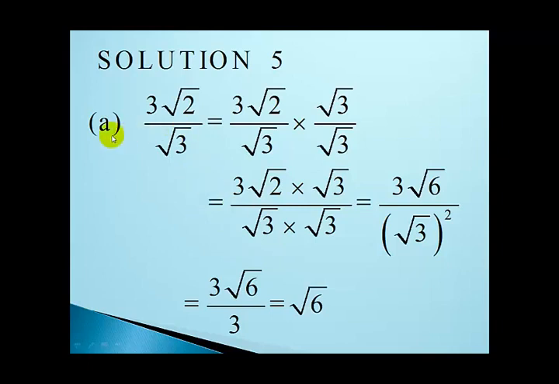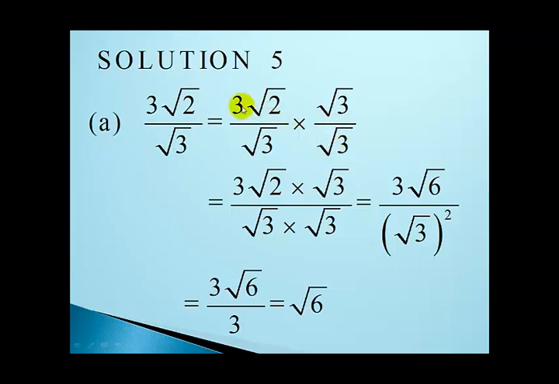Now A. 3 root 2 divided by root 3. So when we consider the denominator, our denominator is root 3. That is the surd. Now to avoid division by decimal, we rationalize. So we multiply the numerator by the surd, that is root 3. Then we divide it by the same surd, root 3.